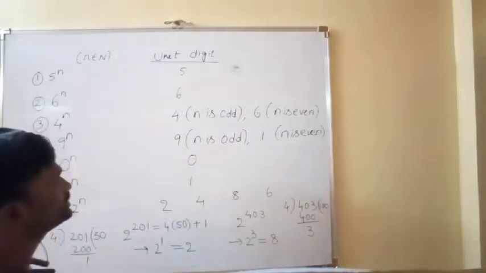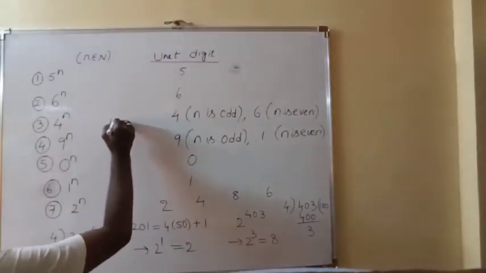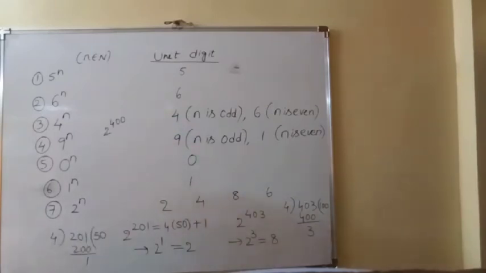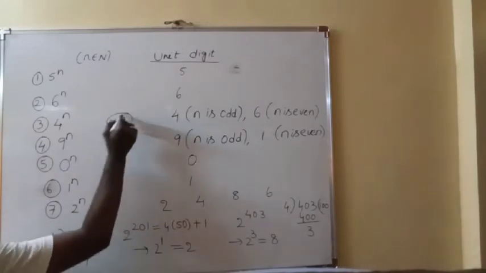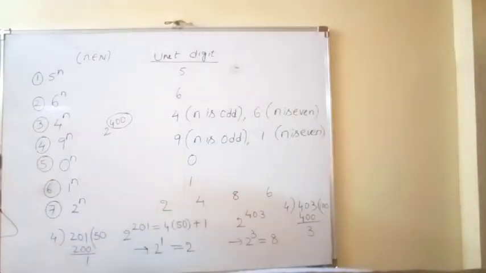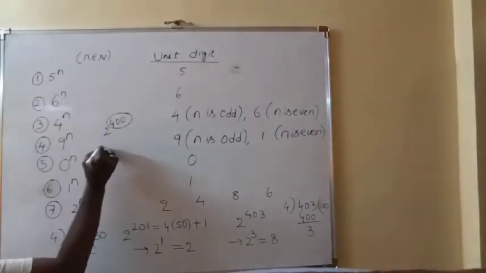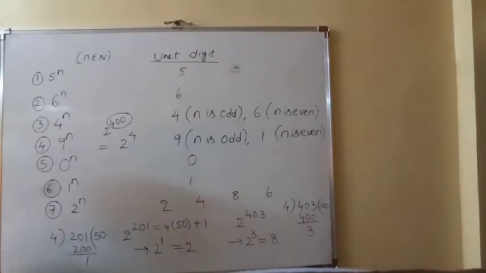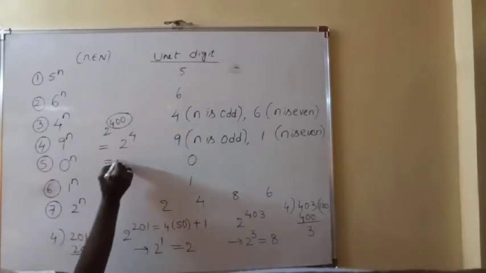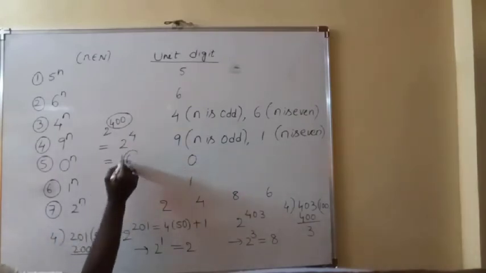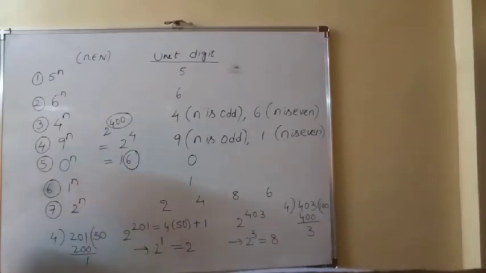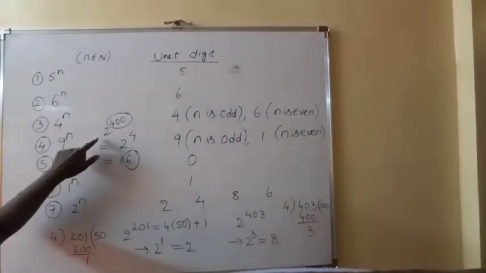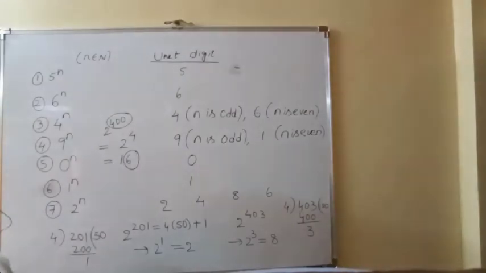Suppose what is the unit digit in 2 power 400? If you divide 400 by 4, what remainder do you get? 0. That means 400 is a multiple of 4. Then the unit digit in 2 power 400 is the same as the unit digit in 2 power 4. 2 power 4 is how much? 16. What is the unit digit in 16? 6. So the unit digit in 2 power 400 is 6 only.